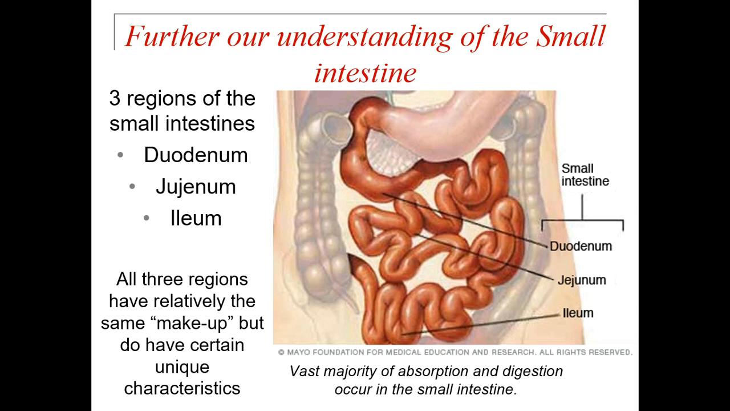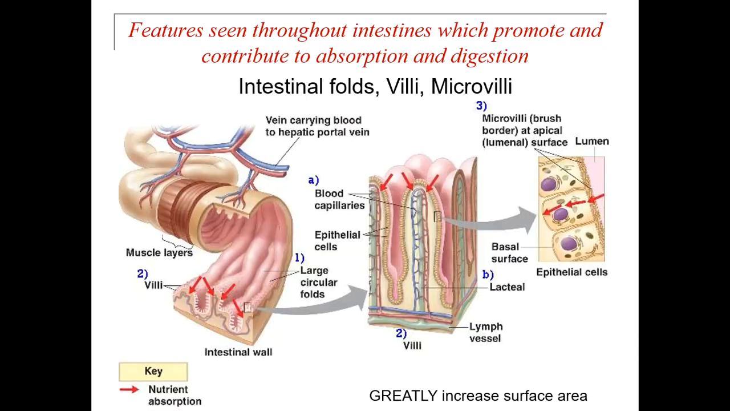There are three portions of the small intestine: the duodenum, the jejunum, and the ileum. All three regions have relatively the same makeup, but do have certain unique characteristics. By and large, they have the same appearance, just like a house. Overall, they have the same general appearance. You can tell a house is a house, but they definitely have their own features and characteristics which separate them. So we're going to look at some of those different characteristics to begin with.